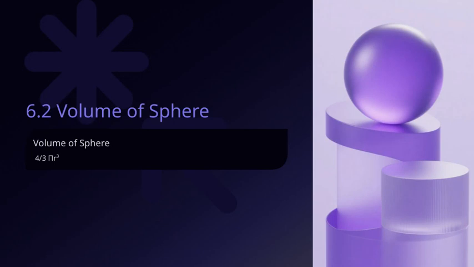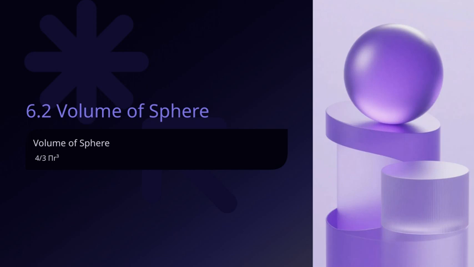Now, let's take a closer look at the volume of a sphere, which is represented by the formula 4/3 πr³. This formula tells us that the volume depends on the radius of the sphere, raised to the 3rd power. The key takeaway here is that, as the radius increases, the volume grows quite rapidly, since we're cubing the radius. This is an important concept because it highlights how small changes in the radius can lead to significant differences in volume. When we compare this to other shapes, the sphere's volume formula is elegant and symmetrical, reflecting its perfect roundness.